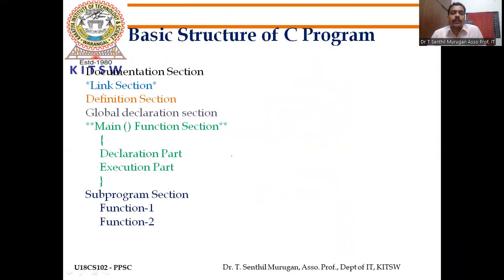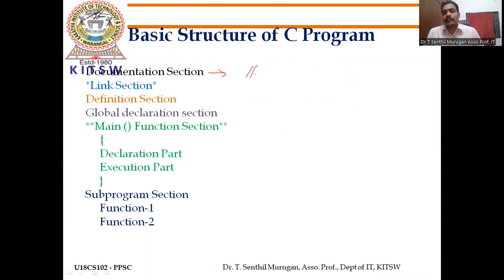Basic structure of a C program. Okay, so the first step is the documentation section. Okay, what is the documentation section? Documentation section means before writing the C program, you must know what you are writing. Or you want to inform some other persons, but the compiler will not compile those lines. For that purpose, the documentation section is there.